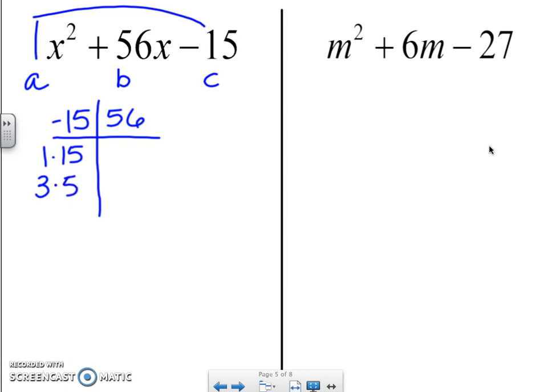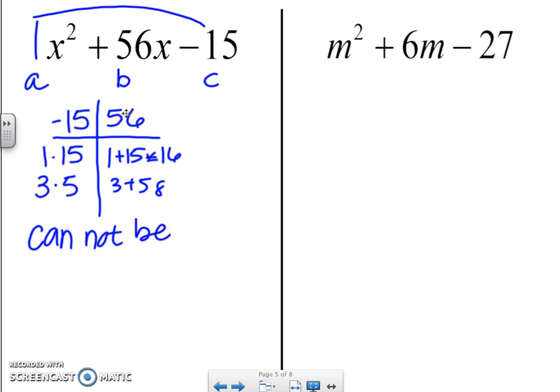Okay, so what I notice is that any of these numbers added together is not going to get me anywhere near 56, because 1 plus 15 is a 16, and then 3 plus 5 is 8. So none of those are anywhere near a 56. So when this happens, you're going to say it cannot be factored. So we cannot factor this problem. Okay? All right, one more together.